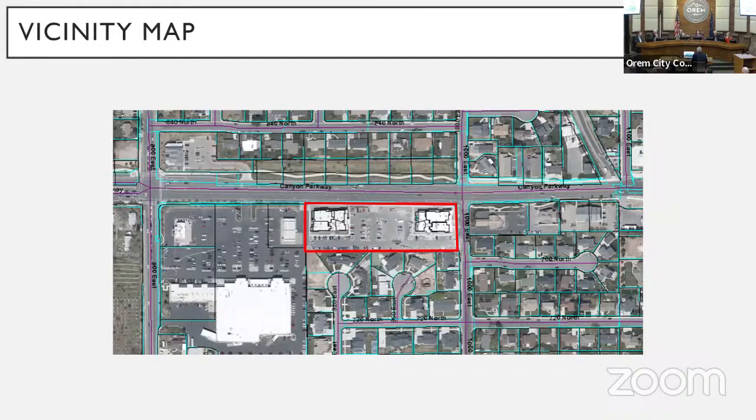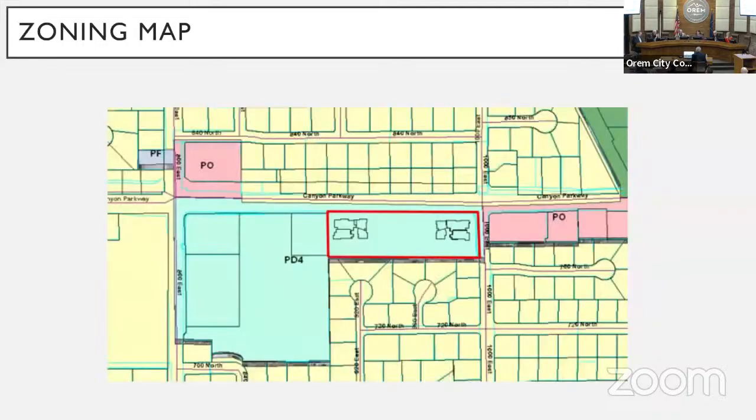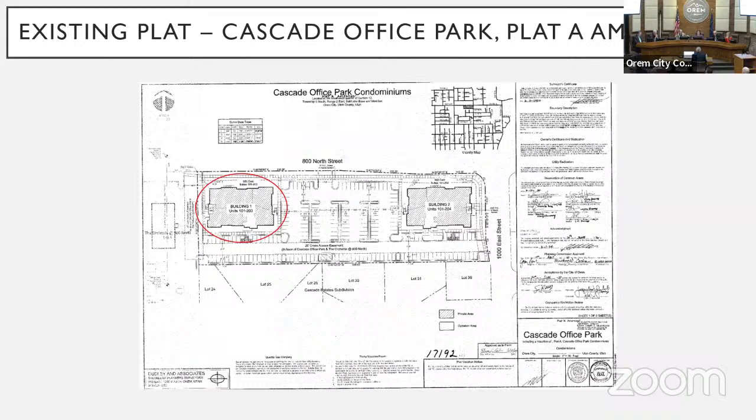So this item is a two office complex there next to the Harmon's grocery store on 8th North, 8th East, Canyon Parkway, I guess, sorry. It's currently part of the PD4 zone. It's currently divided in condominium units, so they're professional office condos.